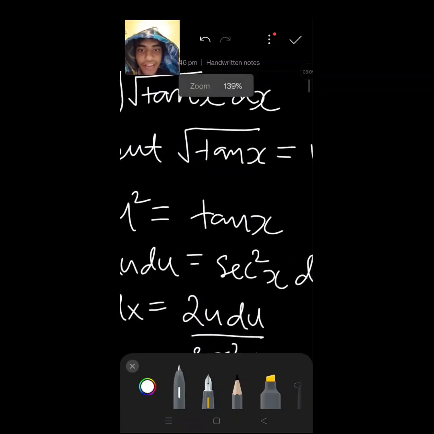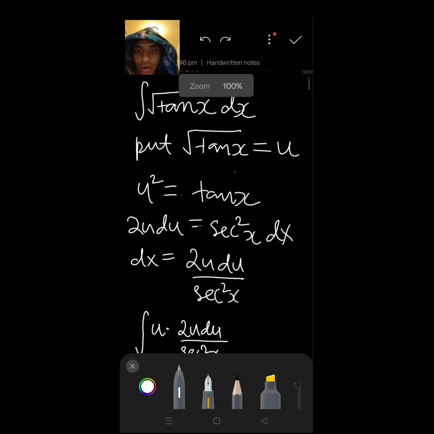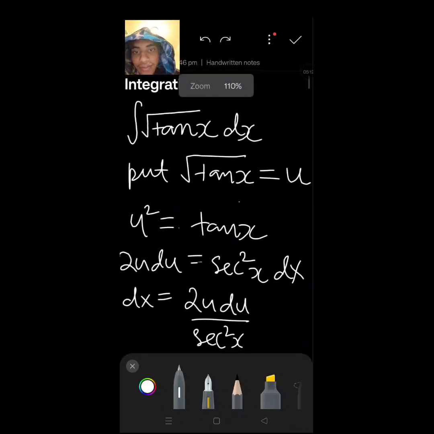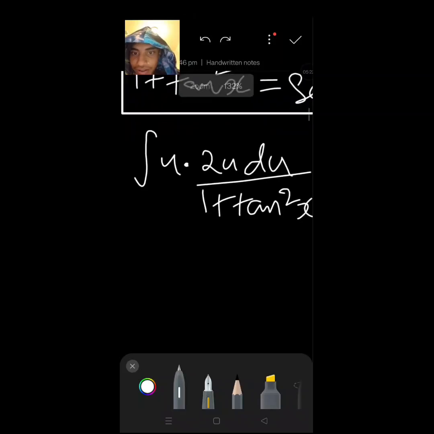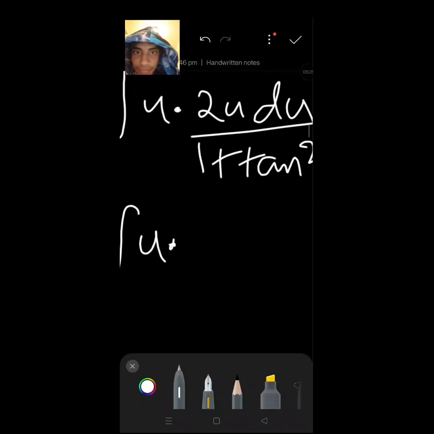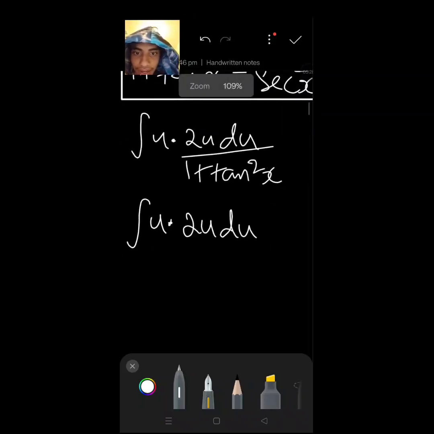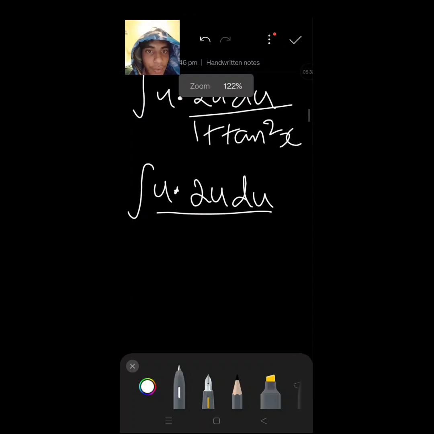Just a few moments ago, I had said that tangent x is equal to u squared. So if I have to further square this, I have to square this as well. If I square both sides, it's going to be u squared whole square, which is u to the power of 2 into 2, u to the power of 4. Is it not? So this integral just becomes u times 2u du, and 1 plus tangent square x is just u squared whole squared. So it's basically u to the power of 4.